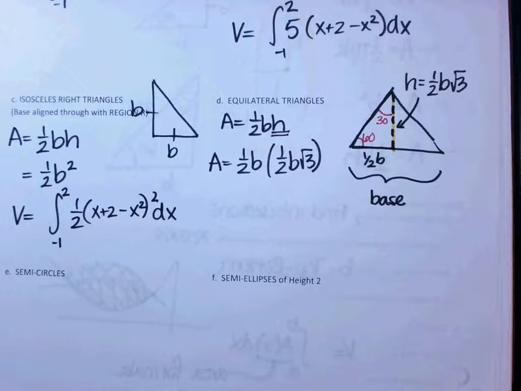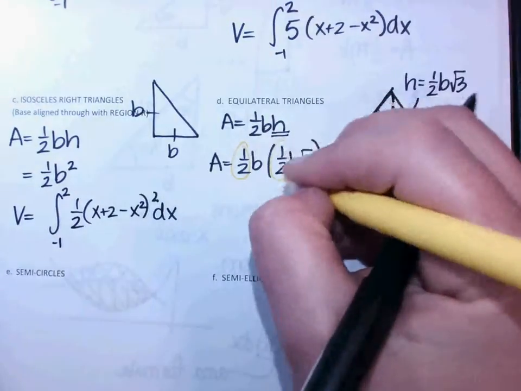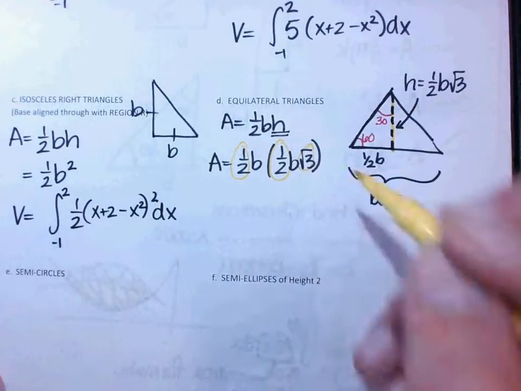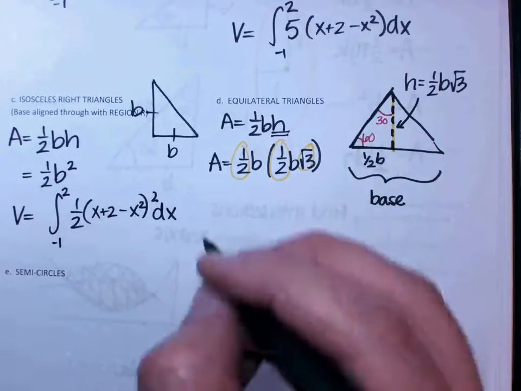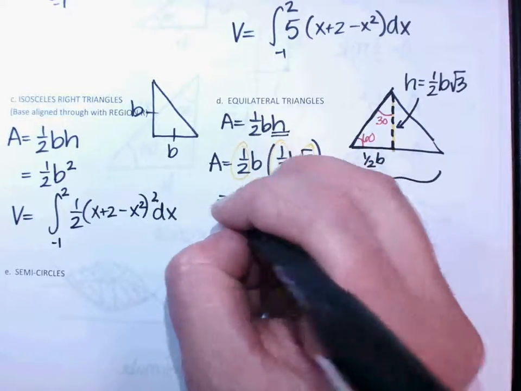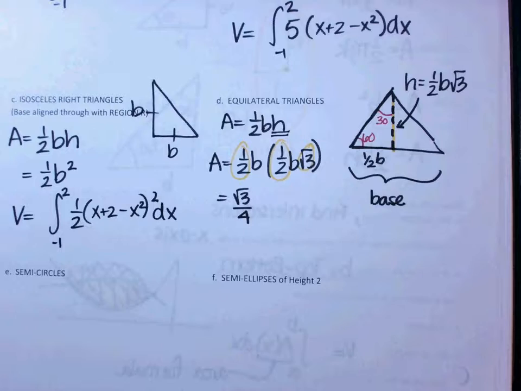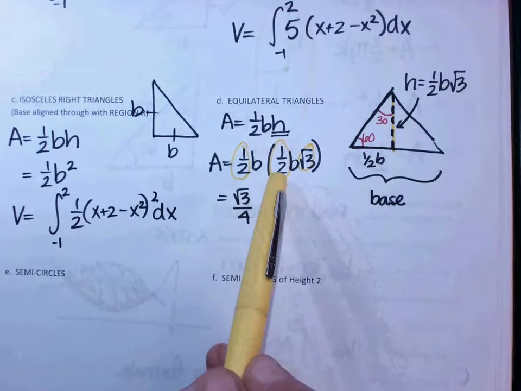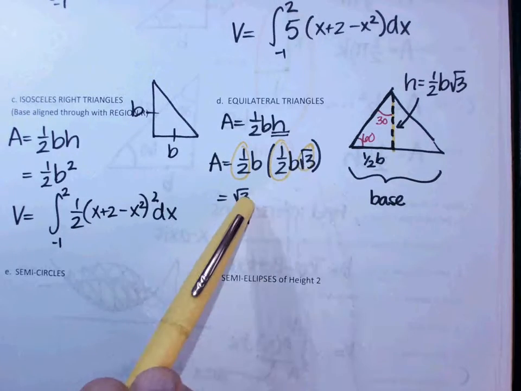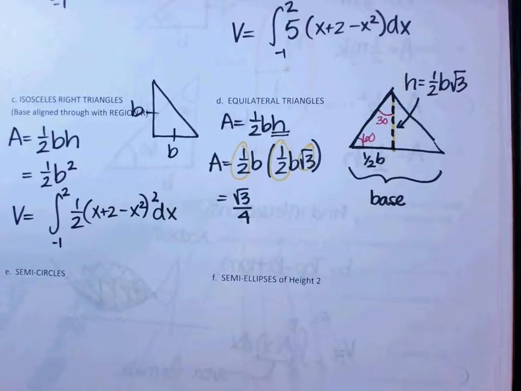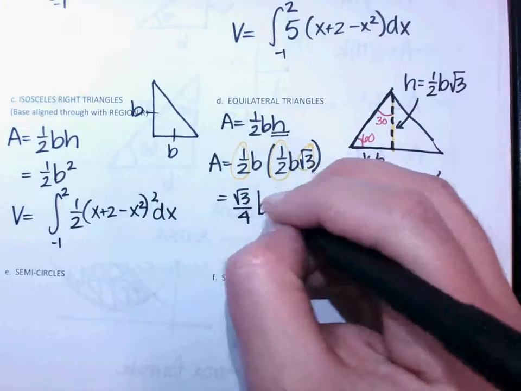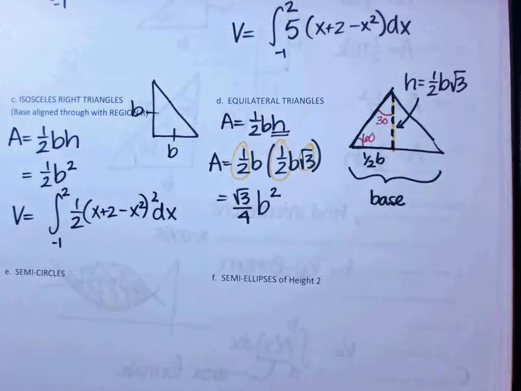Now, at this point, you could integrate that, but it looks kind of funky, right? So instead, we're going to just simplify it. What's half times half? A fourth. And then if I multiply my fourth times my √3, it would be √3 over 4. Is everybody good with that? So half times half is a fourth, and then I put my √3 on top. Now, how many b's do I have? 2. So it would be squared.